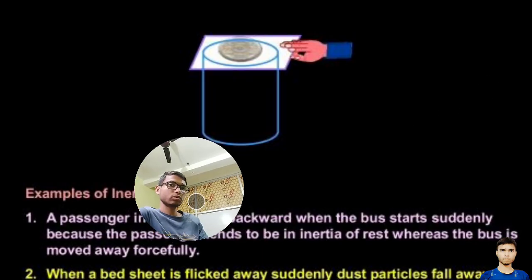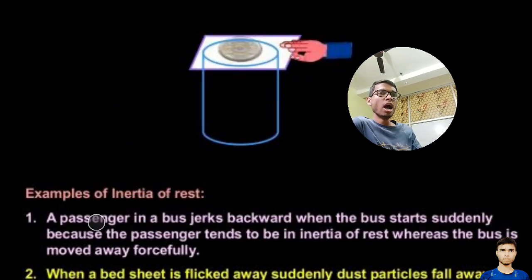Now we have these examples of inertia of rest. A passenger in a bus jerks backward like this when the bus starts suddenly, because the passenger tends to be in inertia of rest. The bus is in a rest. When the bus will start suddenly, so here what will happen?